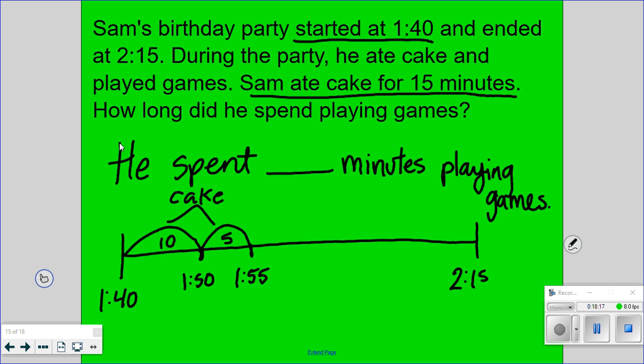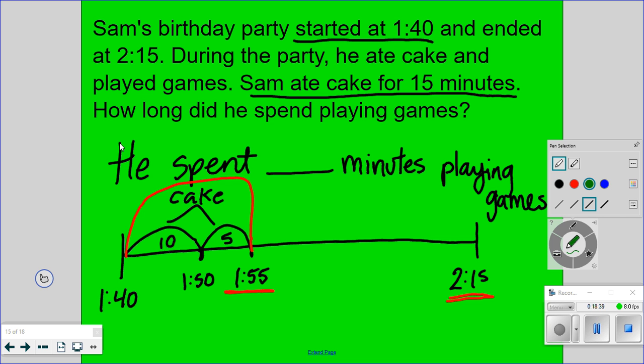Okay. So now I need to go from this time to this time to figure out how much time was spent playing games, because we've already figured out this was cake time. I now need to figure out game time.